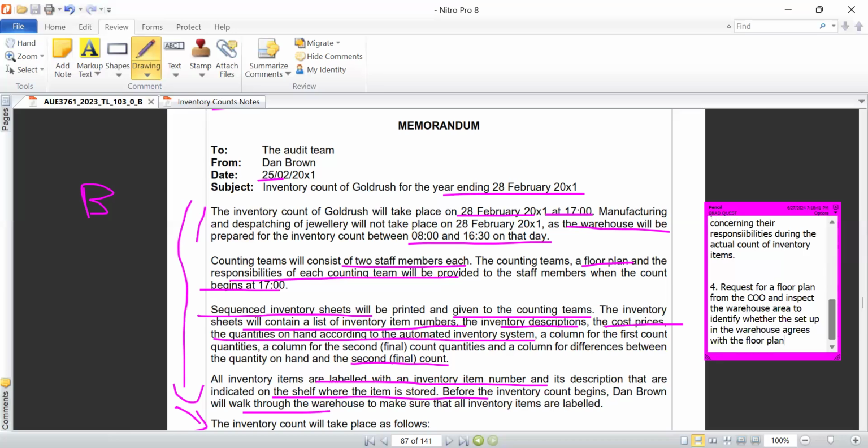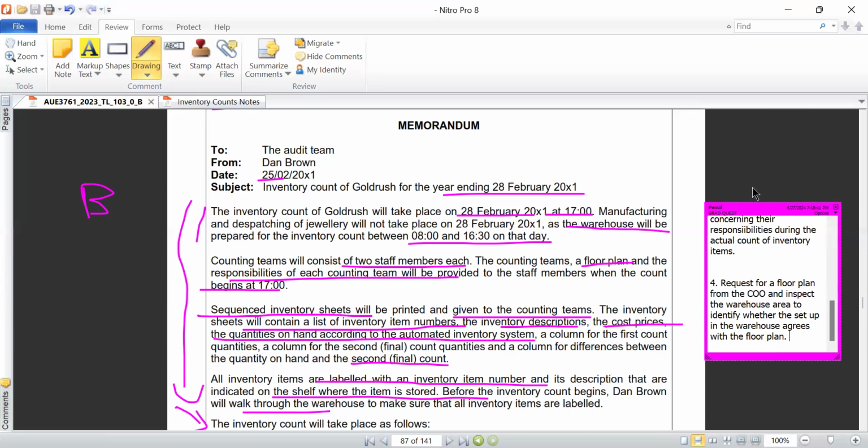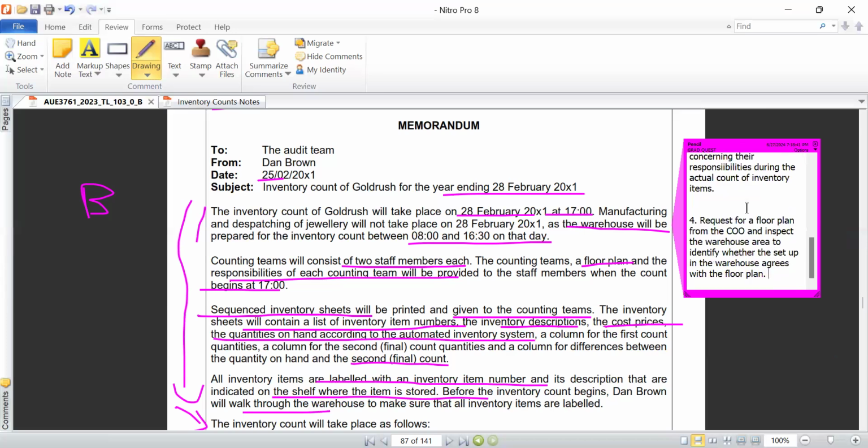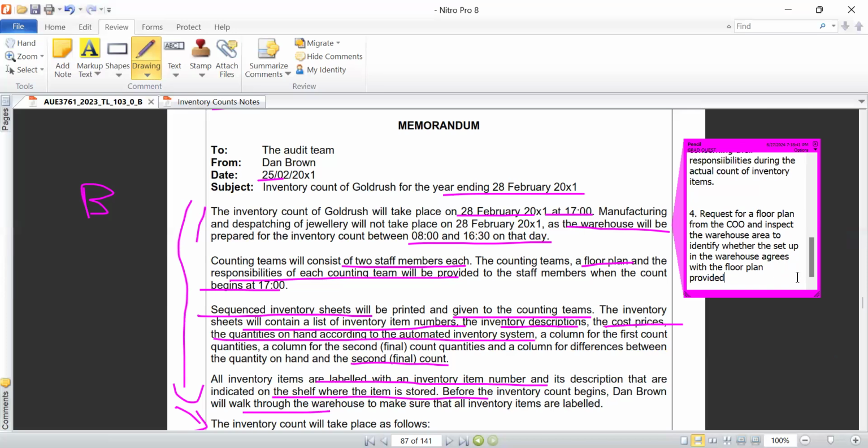Because the floor plan gives you how the warehouse is designed, what sections are there and what not. So the only way for you to verify whether that is the case, you need to actually have the floor plan and then you agree the floor plan against what is happening on the ground. So you have to inspect the actual area and match it against the actual floor plan to ascertain whether the two correspond. Does it make sense? Yes. So imagine we already have 4 procedures. Request a floor plan from the COO and inspect the warehouse area to identify whether the setup in the warehouse area agrees with the floor plan provided.